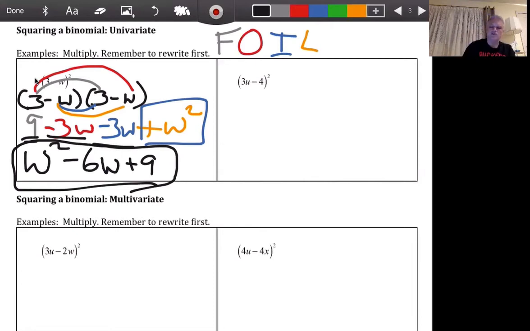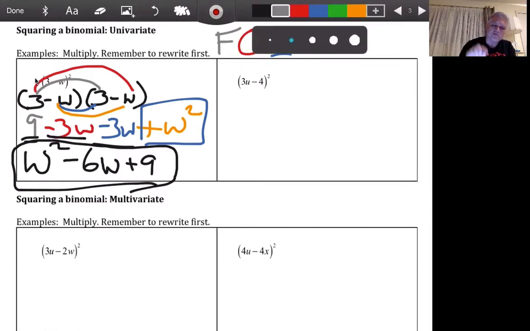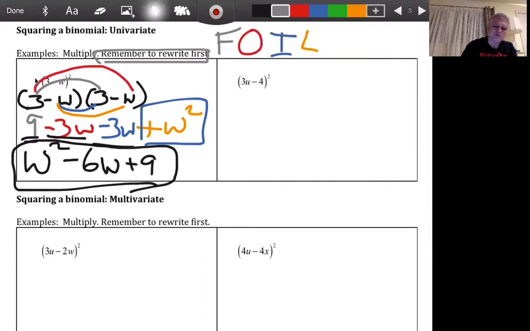Okay. All right, so let's do this again. 3u minus 4 all squared. Again, what I would really recommend to you is pausing me right now, doing this question out, and then coming back and seeing if you got the same answers I got. All right, so let's go ahead and do this. Remember to rewrite your question. So squared means times itself. 3u minus 4 times itself.